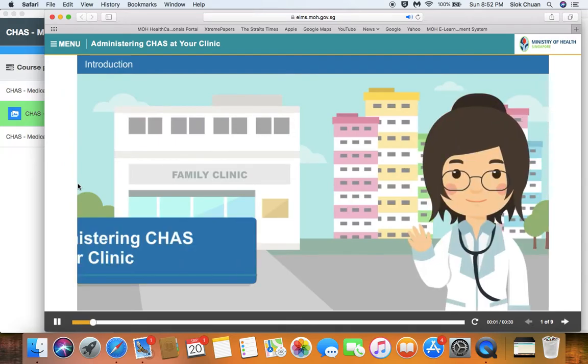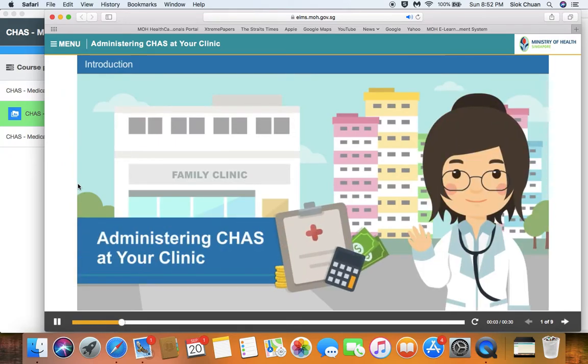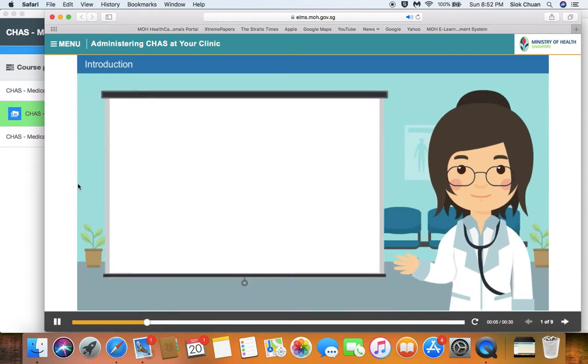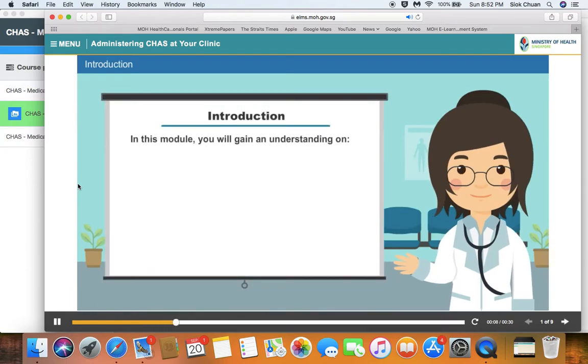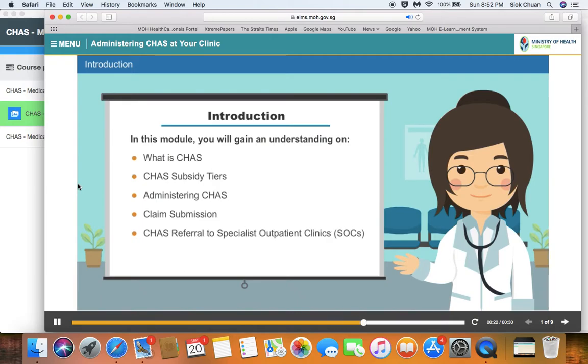Welcome to this module on administering CHAS at your clinic. In this module, you will gain an understanding in the following areas. We hope that at the end of the module, you will be familiar with what CHAS is, CHAS subsidy tiers, administering CHAS, CHAS claim submission, CHAS referral to specialist outpatient clinics, and lastly, CHAS audit. There will be a quiz after this module to test your understanding of these topics.